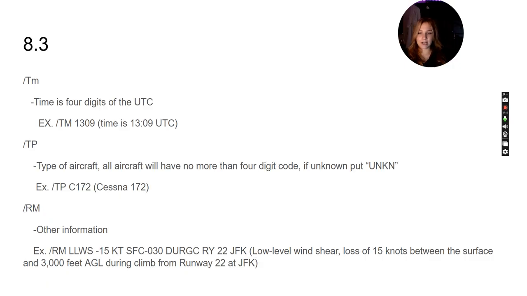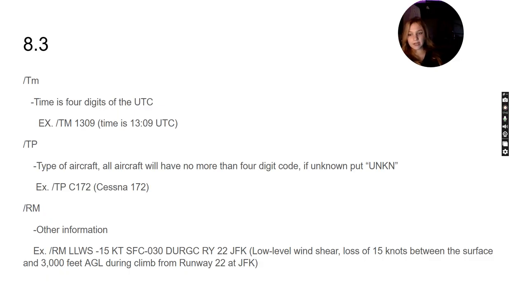Slash TM is the time. So you put in the 4 digits of the central time. So slash TM 1309 would be 13:09 clock or whatever. Slash TP would be the type of aircraft. All aircraft will have no more than a 4-digit code. And if you don't know your code, just put unknown. So slash TP C172 would be a Cessna 172. And then slash RM is just like the remarks, which would be other information.